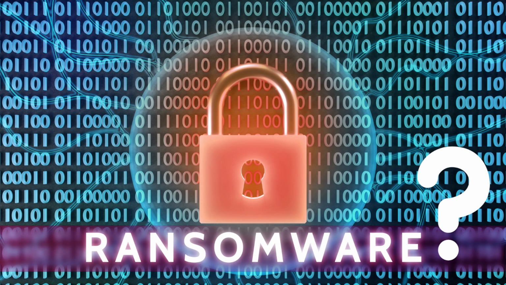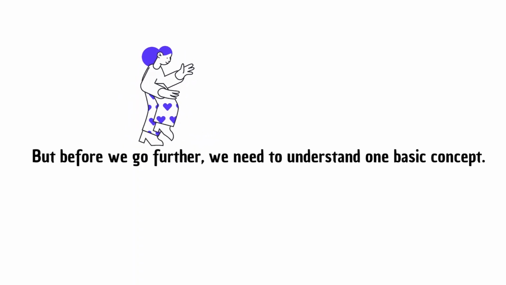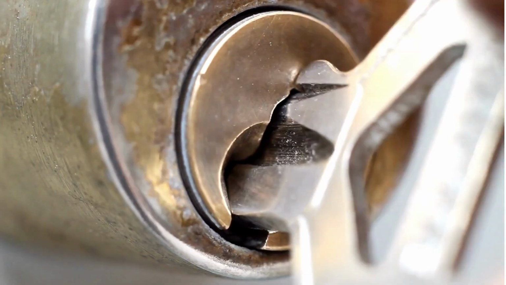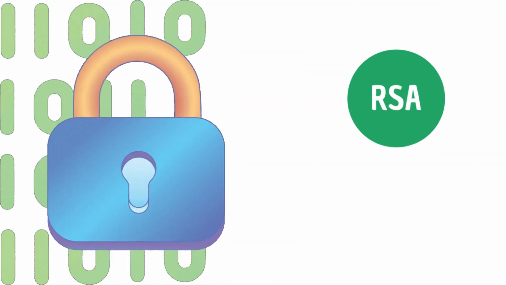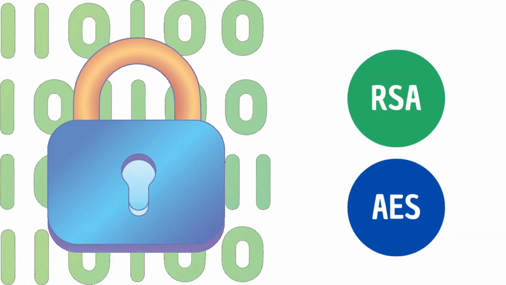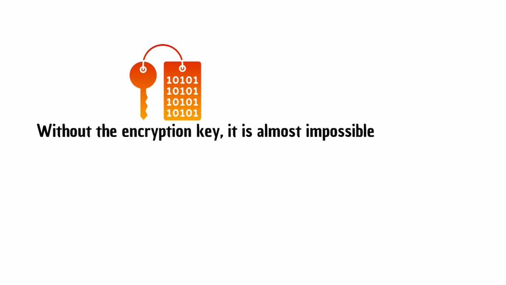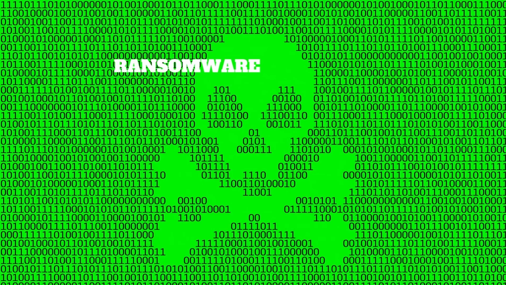What is ransomware? But before we go further, we need to understand one basic concept. Encryption converts plaintext data into a coded format so that only someone with the decryption key can read the decrypted data. Ransomware uses various encryption algorithms, such as RSA, AES, etc., to encrypt files. Without the encryption key, it is almost impossible for victims to regain access to their files.